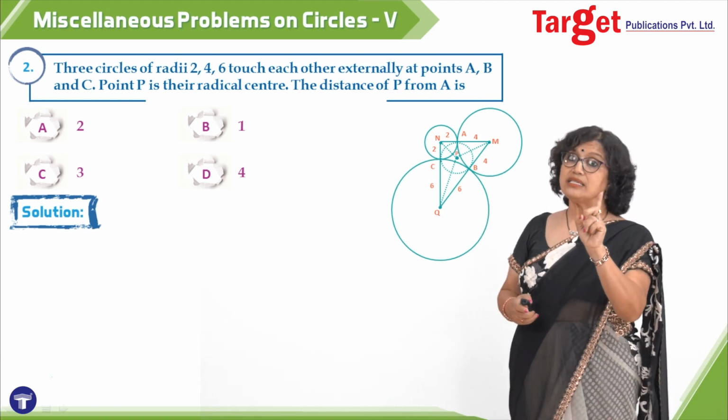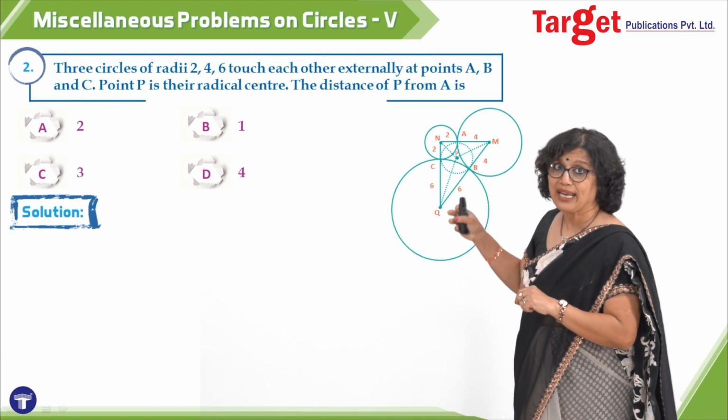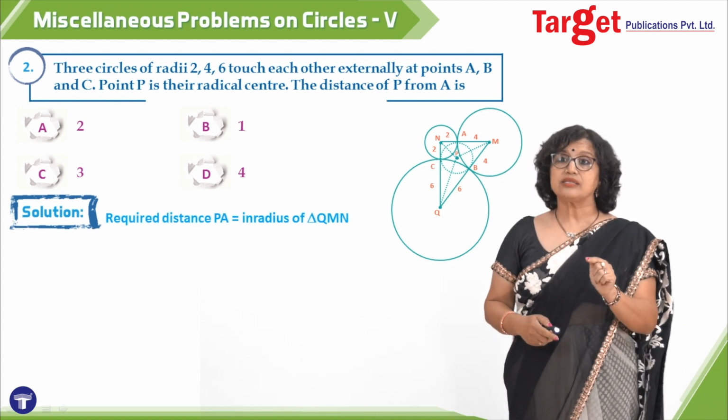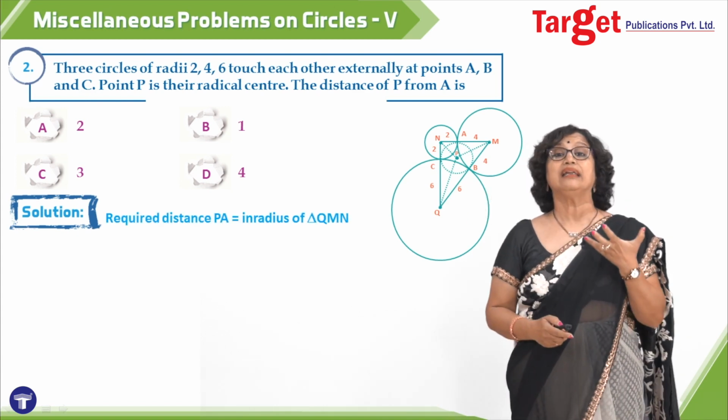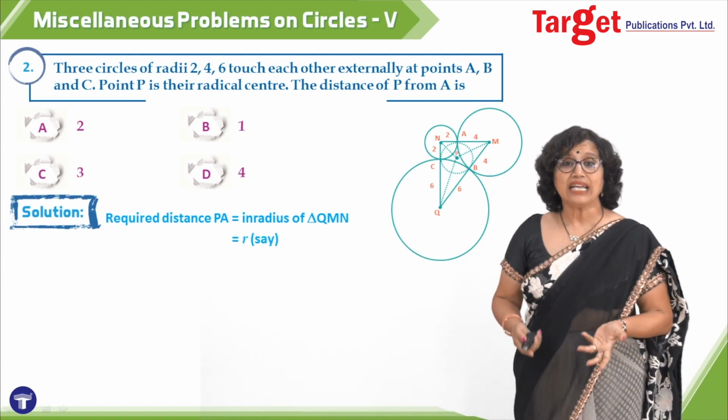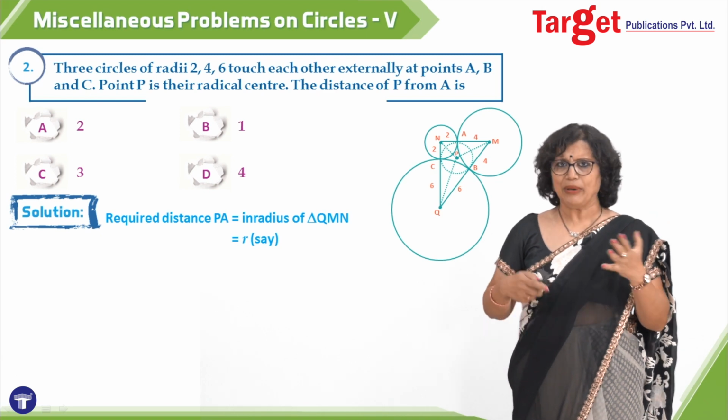If I can show that in the circle with dots, what I have shown there, then I understand that the required distance PA is nothing but the inradius. If I say that the inradius is R, now to get R, there could be various methods, various ways.